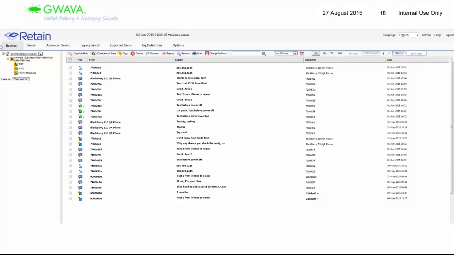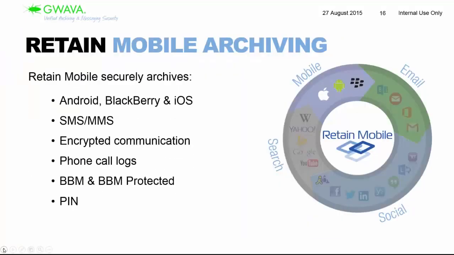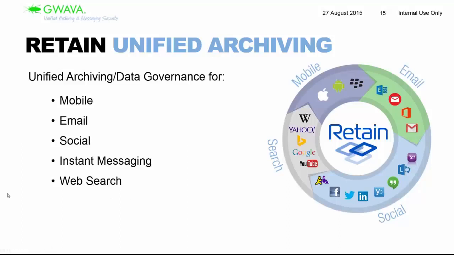Perfect. Yeah. So the big thing that we like to talk about, let me go back to this other slide here, is this idea of a unified archive. So the first and foremost thing that makes Retain different than other archiving solutions is that we have one central archive for all electronic communication. I stated this a little bit before, but Retain archives multi-platform email. We archive Exchange, Office 365, Gmail, and GroupWise.